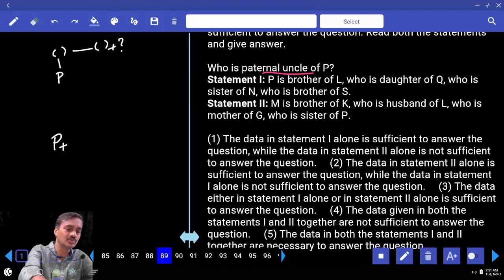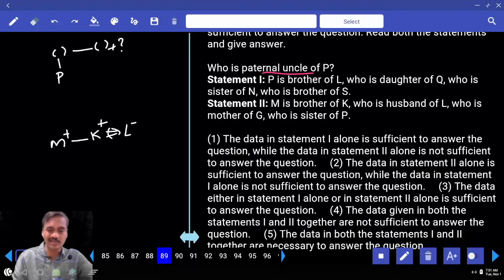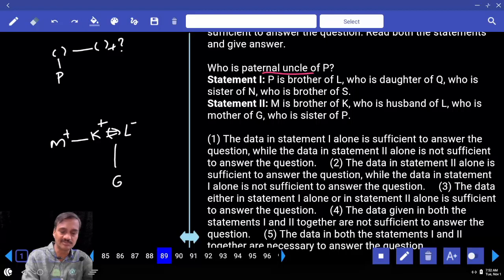Then coming to 2 alone. Now in this 2 alone, M is the brother of K. And K is the husband of L. K and L are a married couple. L is the mother of G. G is the sister of P.